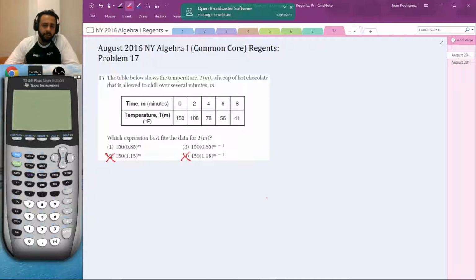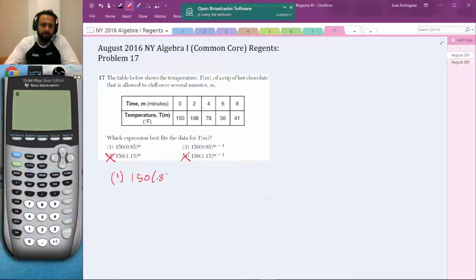So how to do this problem? We can evaluate the function. That's one of the possibilities. There's also the possibility of the calculator: you can type these numbers into the calculator and let it create an exponential model for you, and the data is going to fit one of these choices very well. But let's say we wanted to test choice 1.